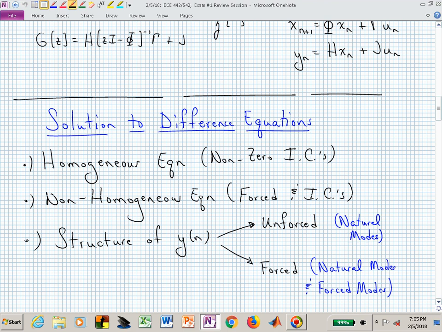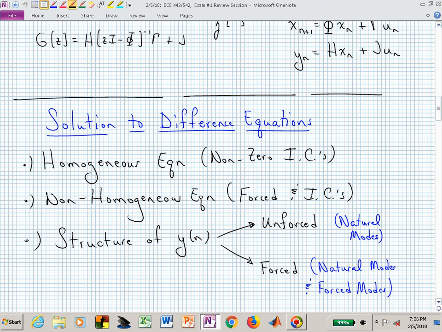And when I speak of structure of the output, and you could do that for either the homogeneous case or the forced case, the unforced would be, how does this system naturally like to shake? What are the roots of the characteristic equation? That gives you the natural modes. The forced is the natural modes plus however you're shaking that system. What are the modes that you're shaking it with?